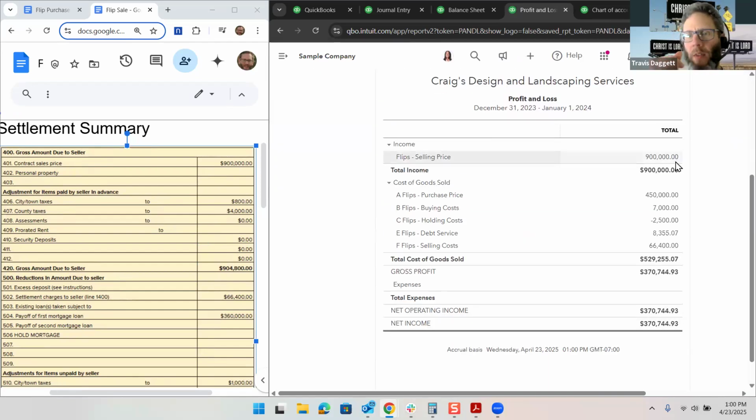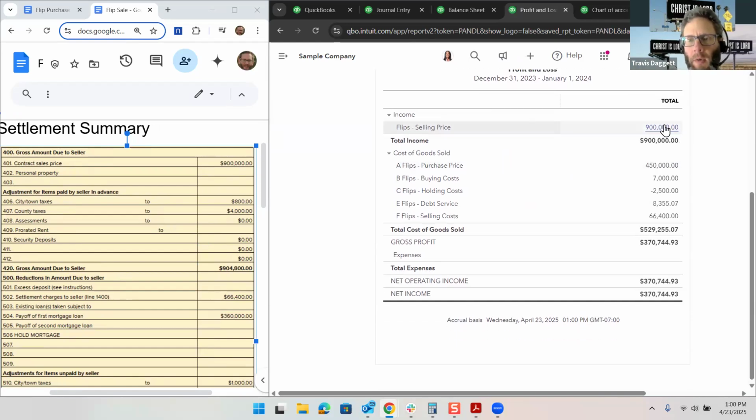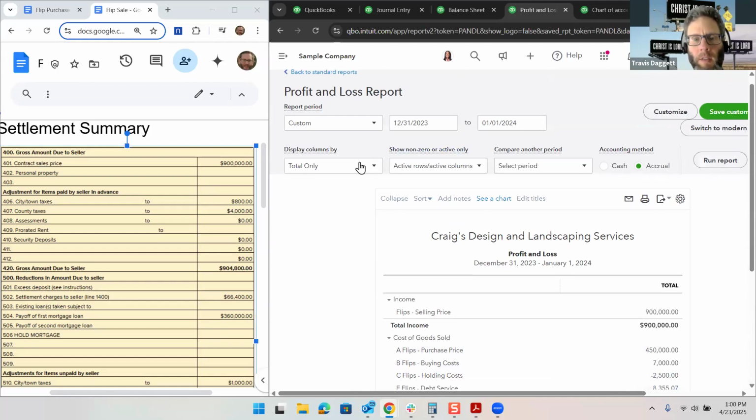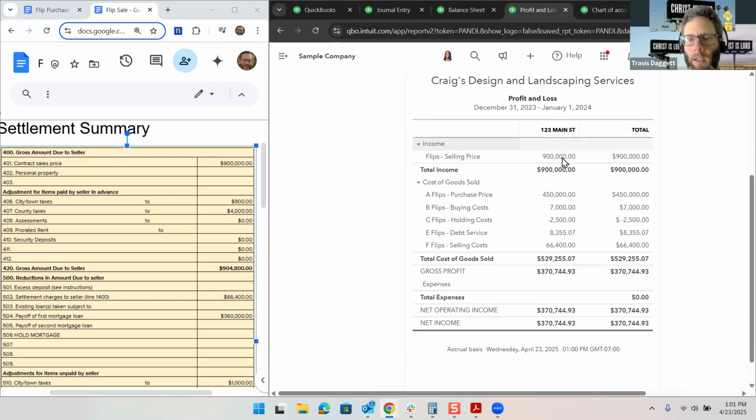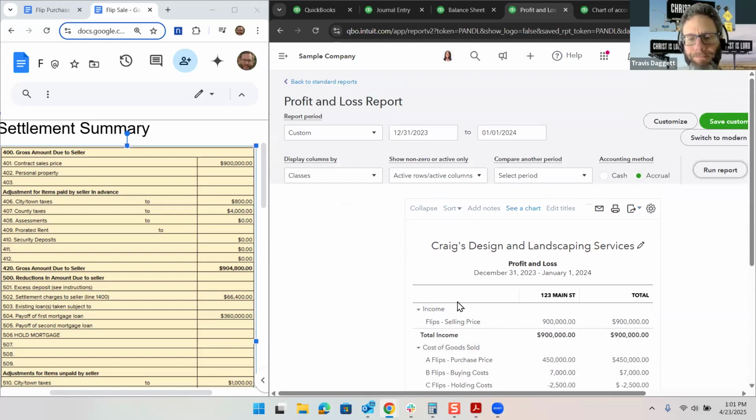Our selling price is 900,000. And the nice thing about booking everything to the P&L like this is we can arrive at our gross profit for this project. So we have our purchase, buying costs, holding costs, debt service, selling costs for this property. And of course, we don't know that until we run this by class. There we go. So now we know this is for Main Street, and you can do this for any number of properties, up to 40 classes. So here we have Main Street, and we can see the profitability of that property, that project. So that's how to book the purchase and sale of a flip using the profit and loss method.